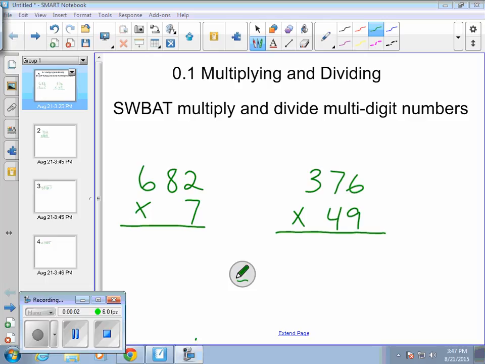Hi everyone, this is 0.1 multiplying and dividing. Our objective for today is students will be able to multiply and divide multi-digit numbers. We're going to start by focusing on multiplication.